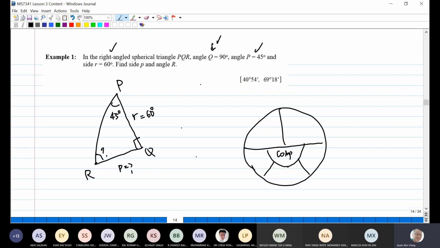You know that 90 degrees is at Q, so you put a Q on top there. Then you go clockwise. How to get to the Q? First, from here to here, there's 60 degrees. So this is actually small r here, 60 degrees. This one you know.